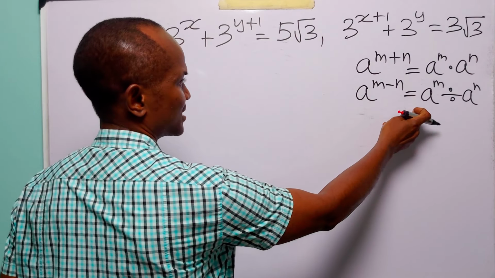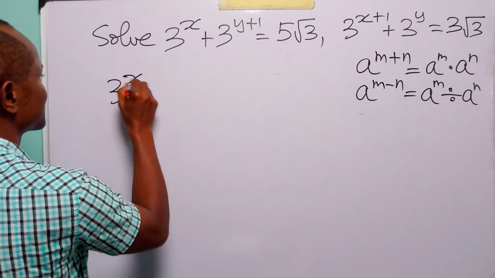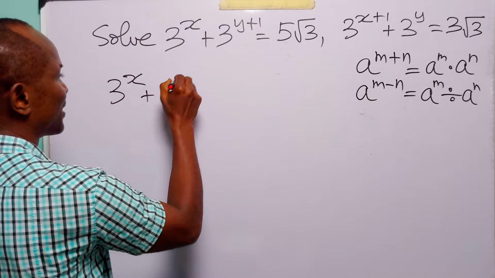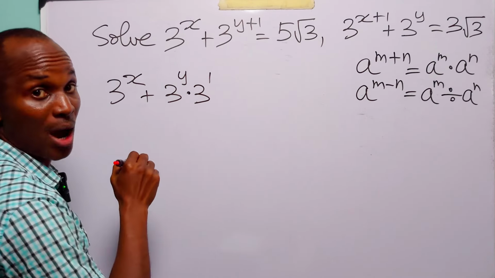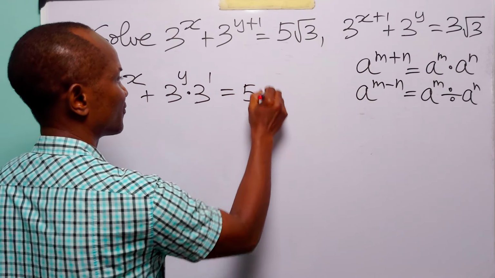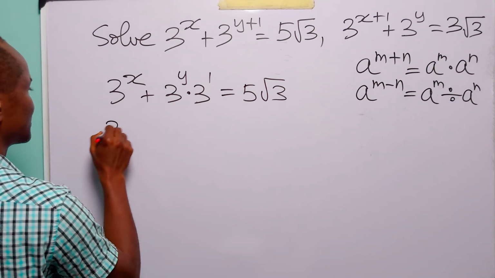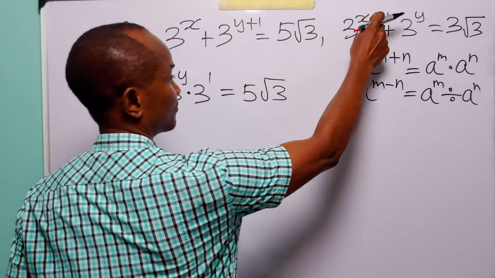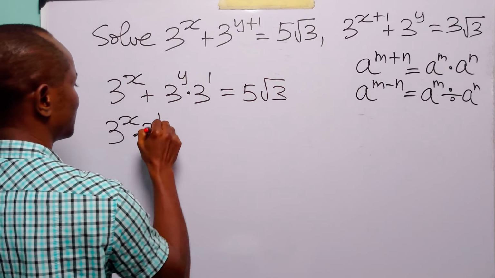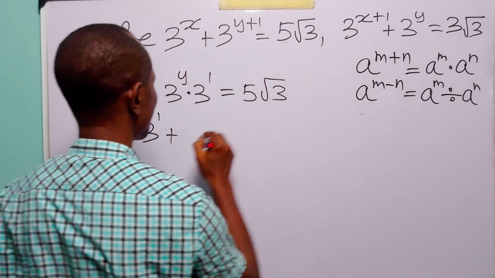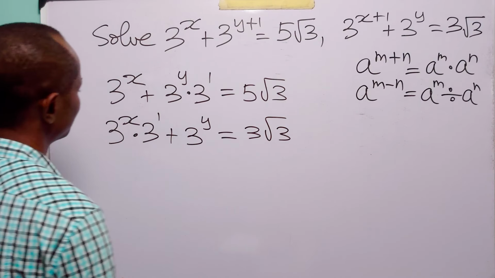Now, with these two laws in mind, we can rewrite this first equation as 3 to the power x plus 3 to the power y multiplied by 3 to the power 1. And of course, this is equal to 5 root 3. And we can rewrite this second equation as 3 to the power x multiplied by 3 to the power 1 plus 3 to the power y. And of course, this is equal to 3 root 3.